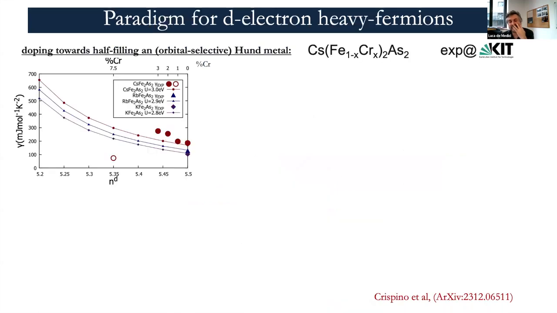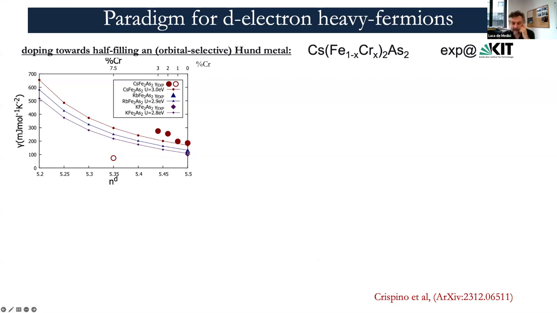So this is what we suggested and what we actually did with our colleagues in Karlsruhe. We asked them to take the most correlated of the whole hole-doped iron-based superconductors, cesium iron 2 arsenic 2, and to try to further hole dope it. The way this can be done is by substituting chromium for iron, which is already a substitution being practiced in the same families, and it has the good taste of not altering any other parameter besides some disorder, obviously, then doping holes in the plane. So the lattice parameters are kept constant.